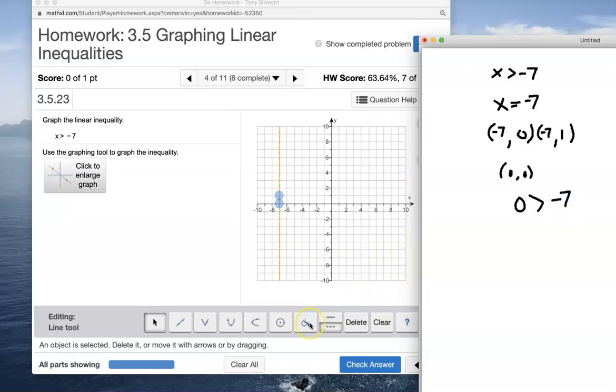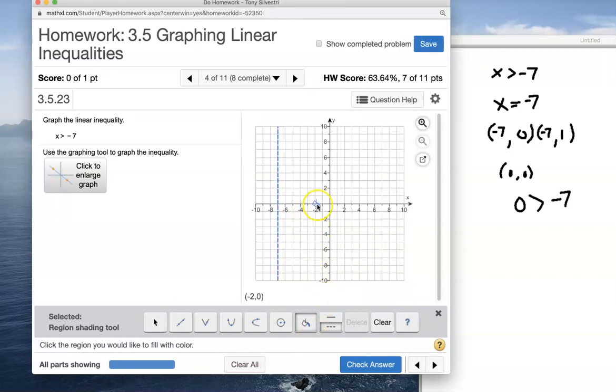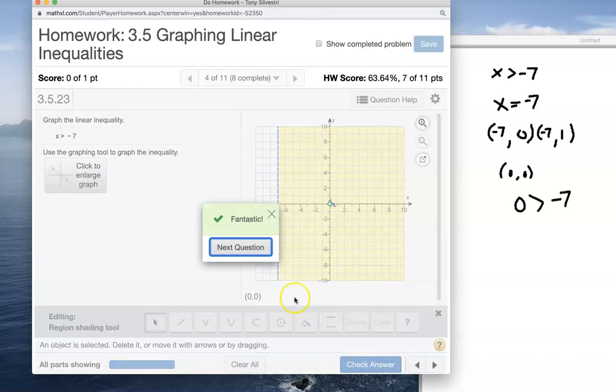It is true. So you're going to take your paint can and shade the region that includes the 0, 0. So this is the region that includes the 0, 0. And if you look at it, that sort of makes sense in this case, because all the x values are bigger than -7, no matter what point you pick. Fantastic.